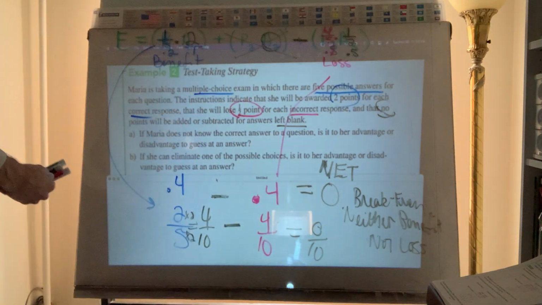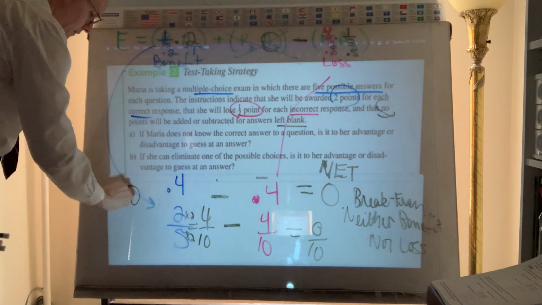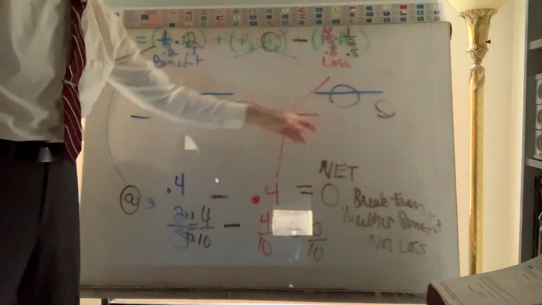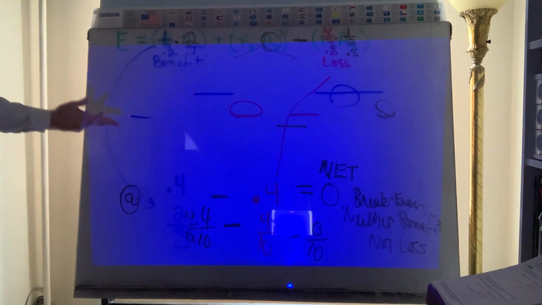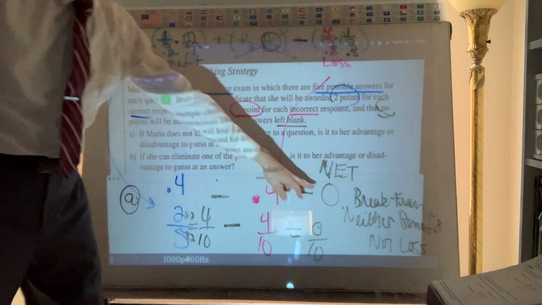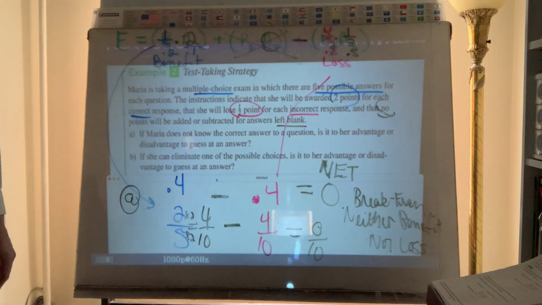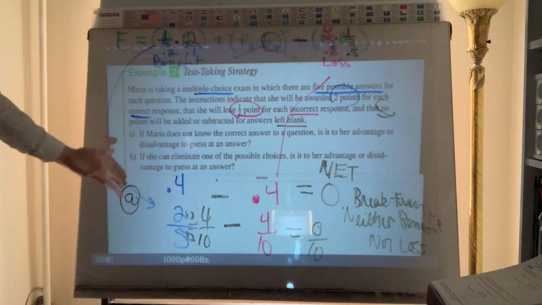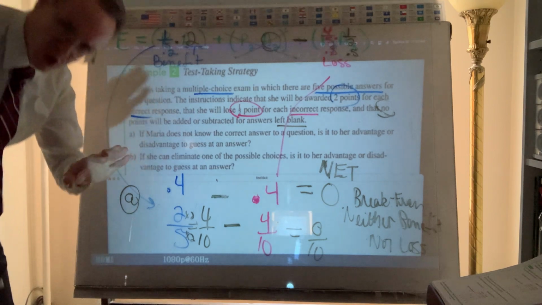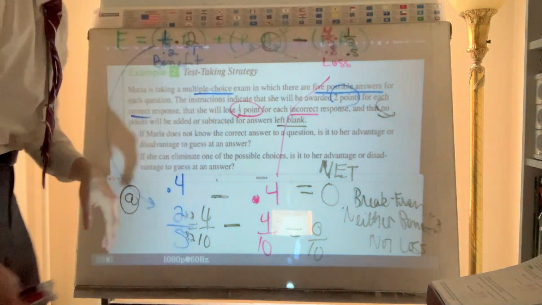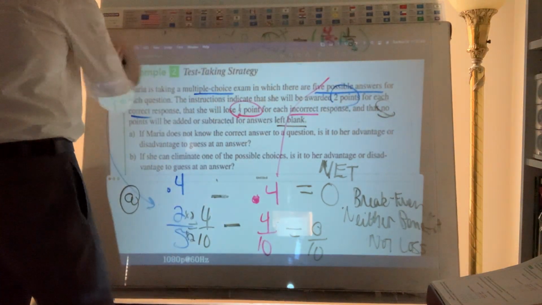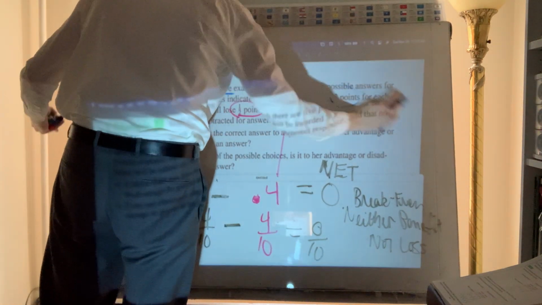Okay, this is to part A. All right, if Maria does not know the correct answer, is it to her advantage or disadvantage? Just to reiterate, it's neither a benefit nor a loss. All right, that's the way that the sum would work out. Then you notice in part B here, the conditions are changed very slightly. So let me free up some space. And we'll modify this further still.